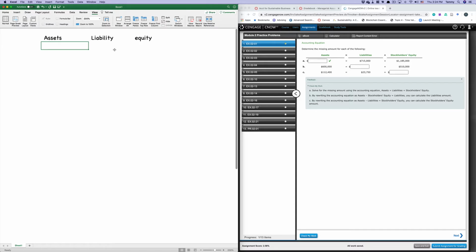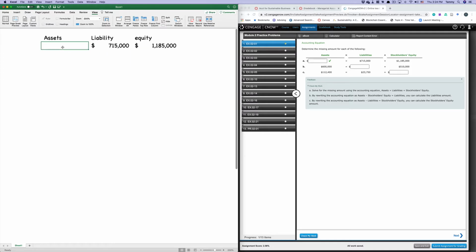All right, so our assets we don't know. Our liabilities were $715,000. Sorry about that. Our liabilities were $715,000. And our equity was $1,185,000, 1.18 million, and we need to know what our assets are.